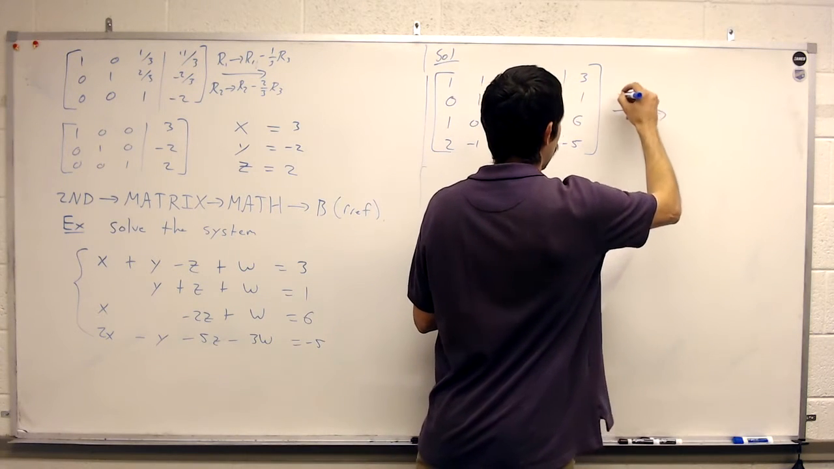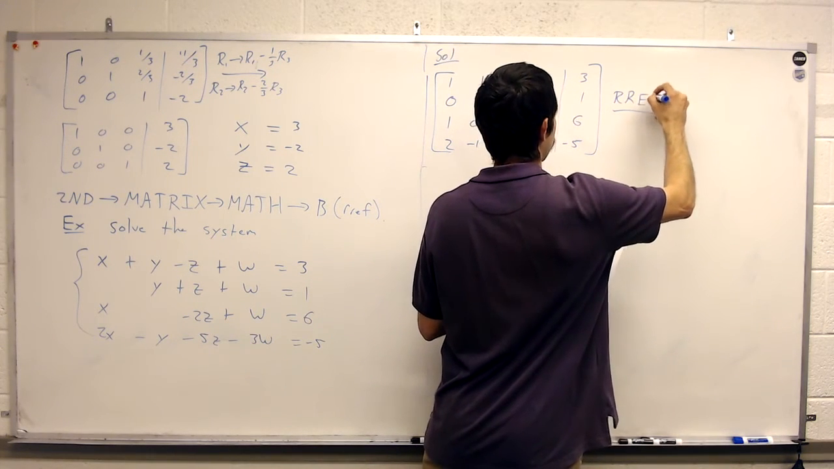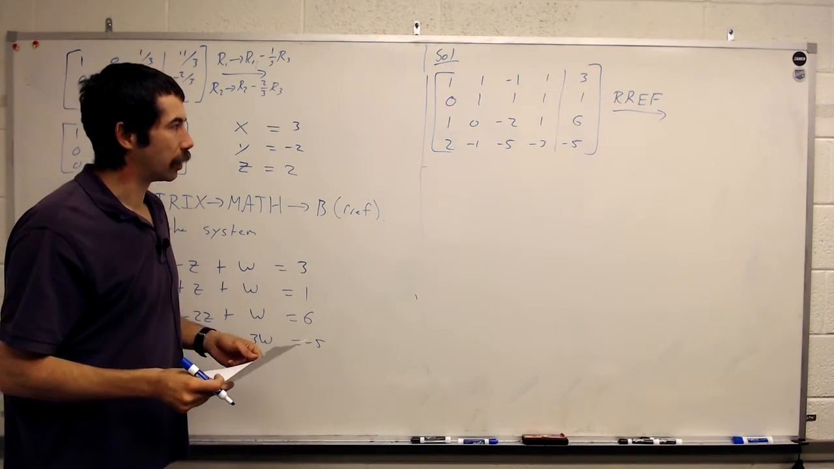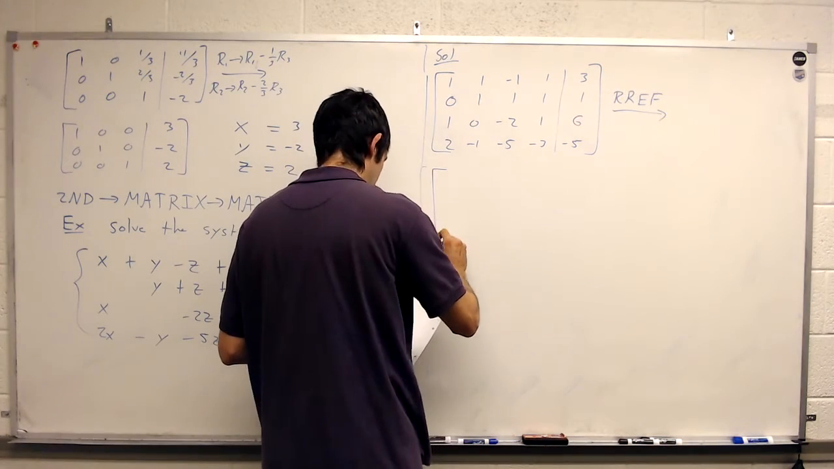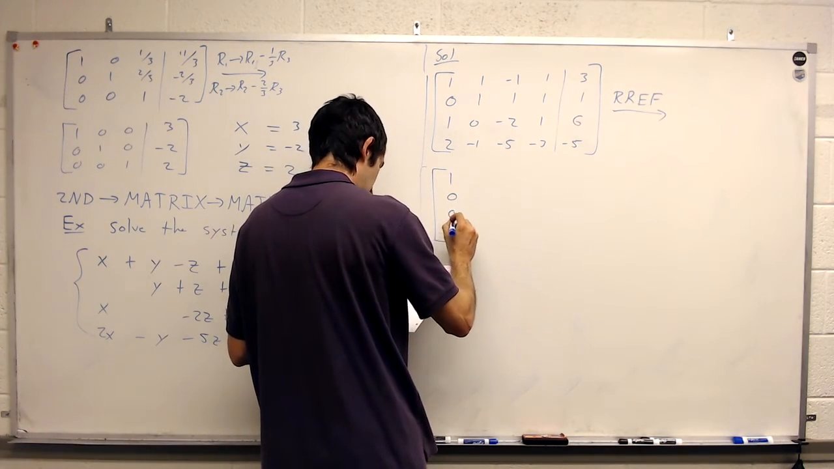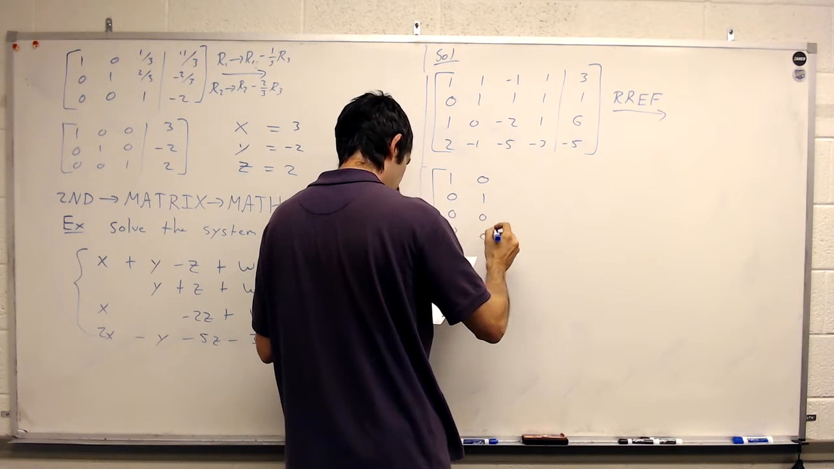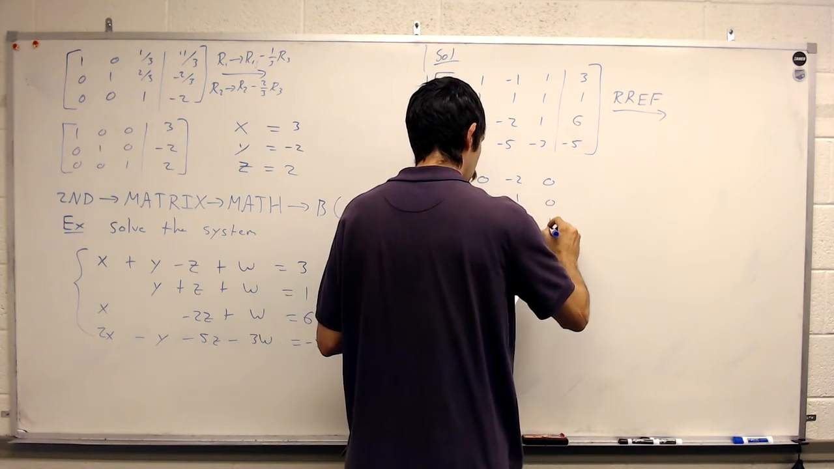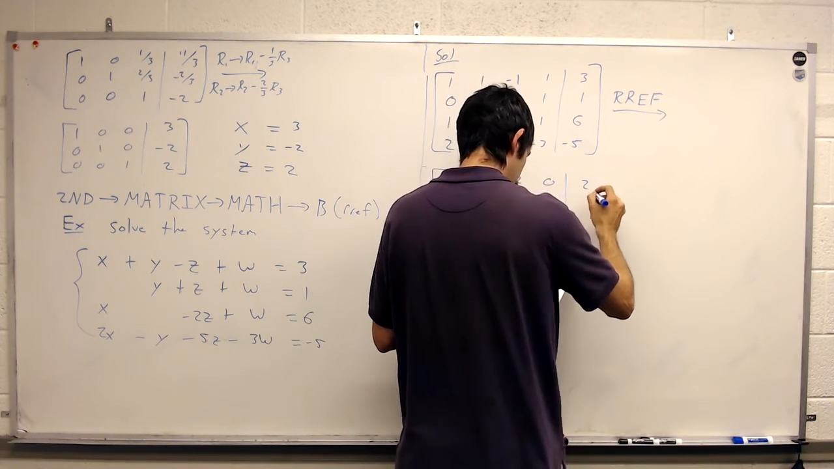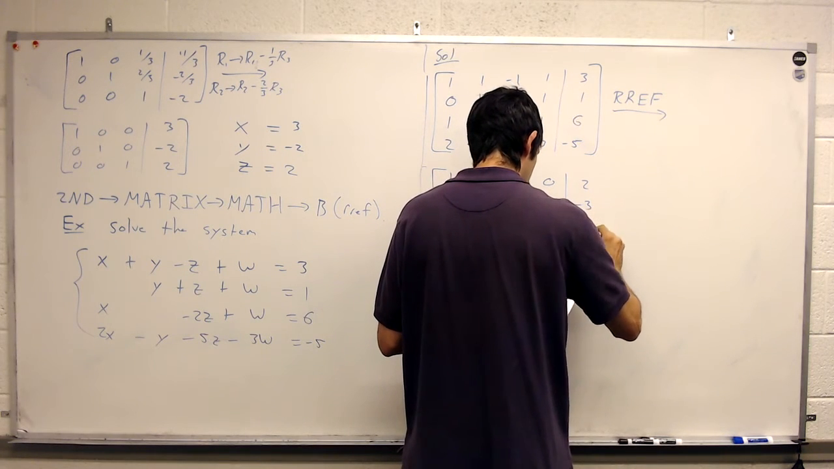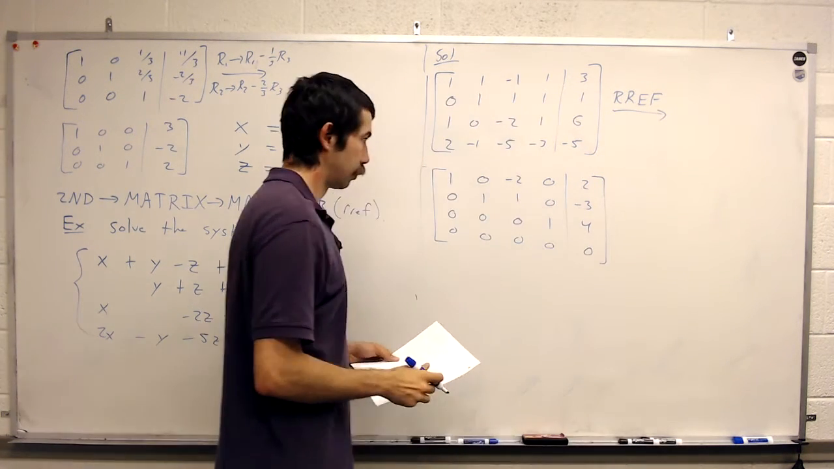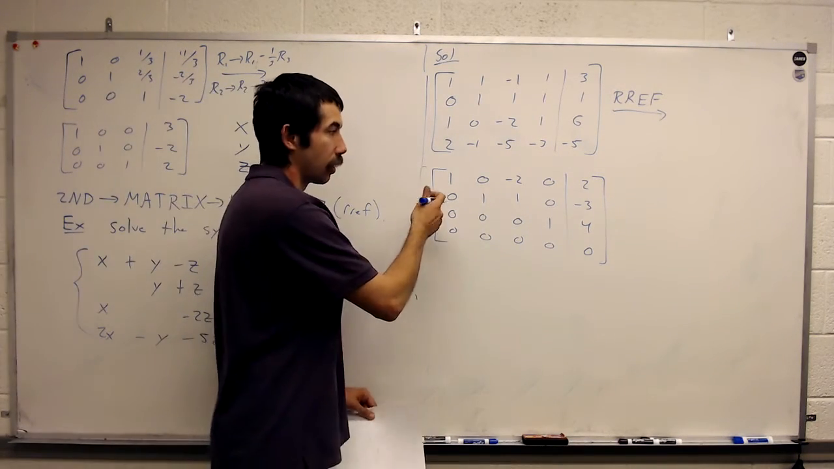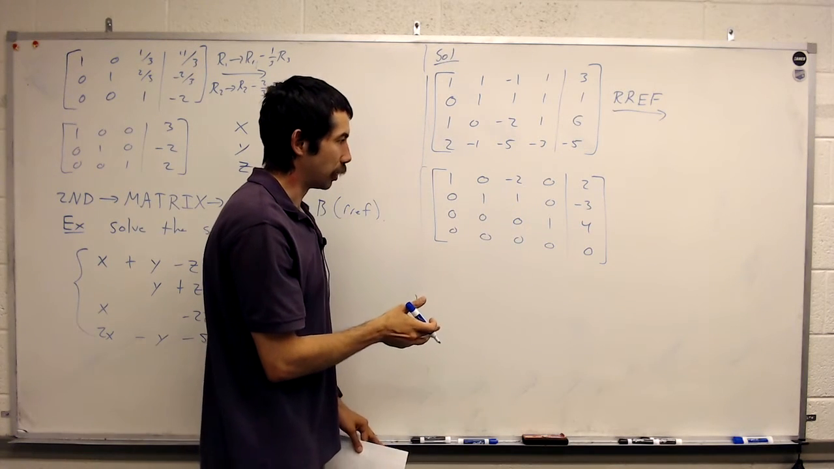OK, we then use our calculator to put it into RREF. This is called reduced row echelon form. Basically, it does all of our row operations. And we get the following. 1, 0, minus 2, 0, 2. 0, 1, 1, 0, minus 3. 0, 0, 0, 1, 4. And 0, 0, 0, 0, 0. OK, and so this is as we would be done with doing our row operations.